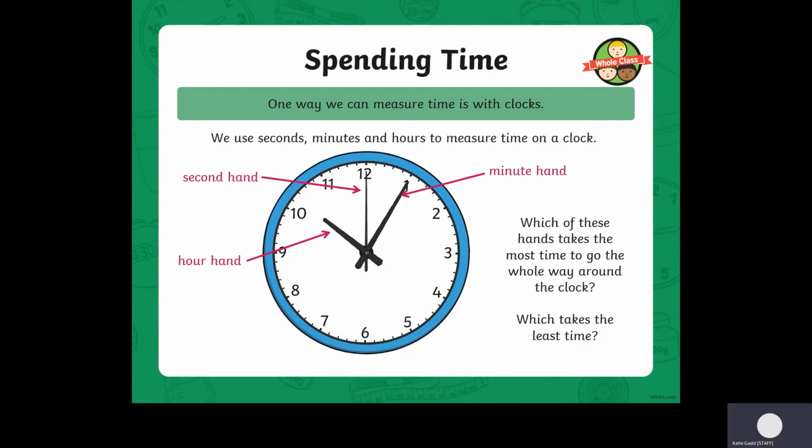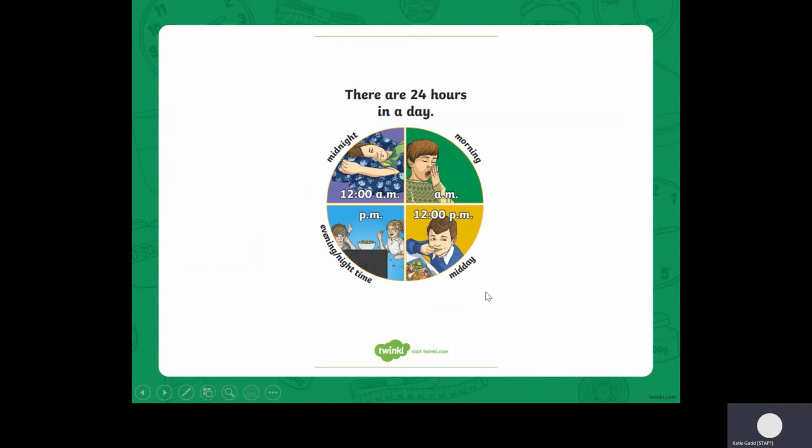That will be the hour hand, because the hour hand has to go through 10 o'clock, 11 o'clock, 12 o'clock, 1, 2, 3, 4, 5, 6, 7, 8, 9, and back to 10 o'clock. And that has to go around twice a day. And which hand takes the least amount of time? That's the second hand. The second hand has to pass through all these 60 intervals, and that takes 1 minute. So that is quicker than the hour hand, which takes 12 hours to get all the way around.